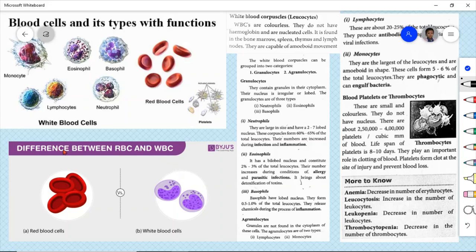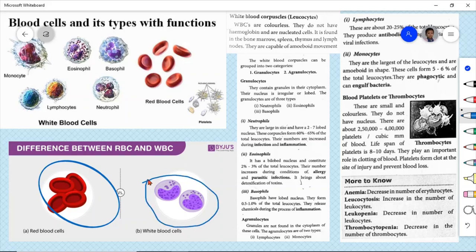Now see the difference between RBC and WBC. This RBC is biconcave and disc shaped, but here irregular in shape. The color of the RBC is red because of the pigment hemoglobin, but here no color, colorless. Don't think this is purple or violet. Here there is no color, colorless. Here it is irregular in shape, but here disc shaped and biconcave.